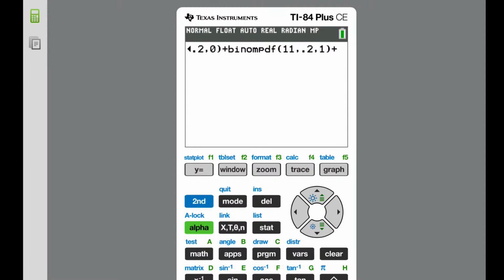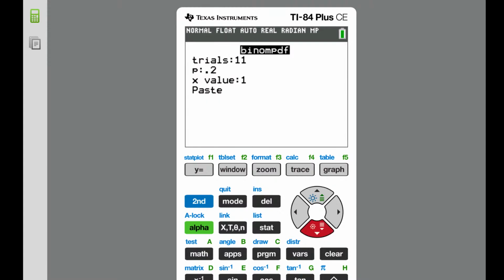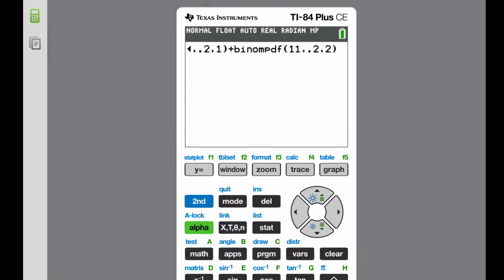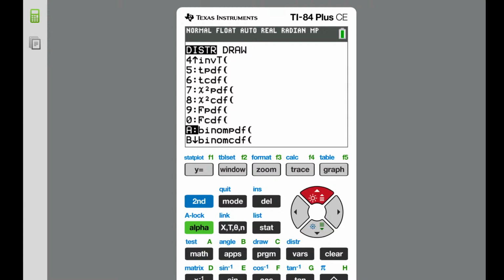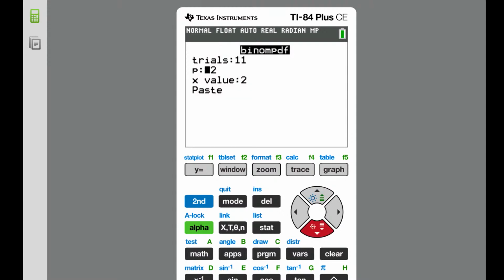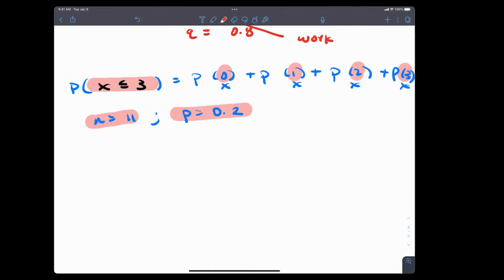So now we do x is 2. Second distribution, A. X is 2. We're going to paste that in. Now we need x is 3. Second distribution, binomial. Now x is 3. We're going to paste that in. So, ladies and gentlemen, you're looking at what we just did here: P of 0, P of 1, P of 2, P of 3.